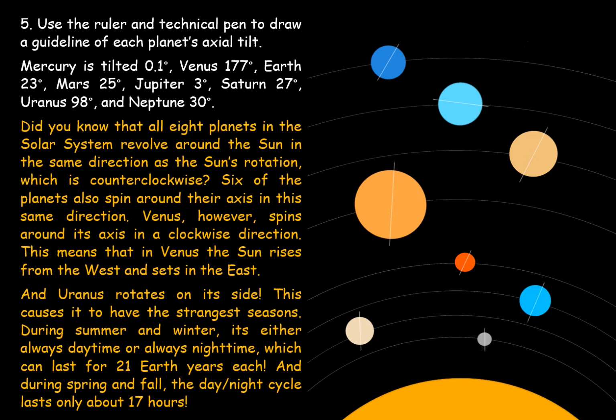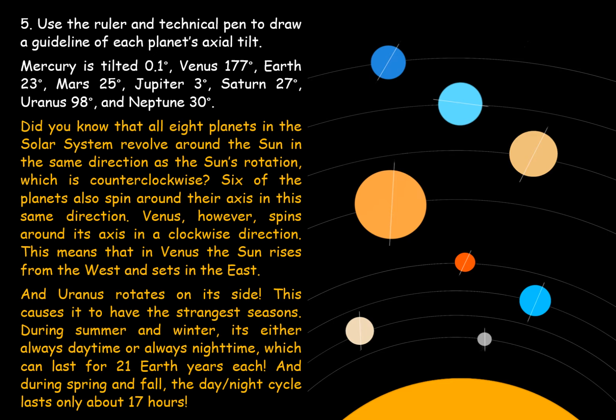Did you know that all 8 planets in the solar system revolve around the sun in the same direction as the sun's rotation, which is counterclockwise? 6 of the planets also spin around their axis in this same direction. Venus, however, spins around its axis in a clockwise direction.